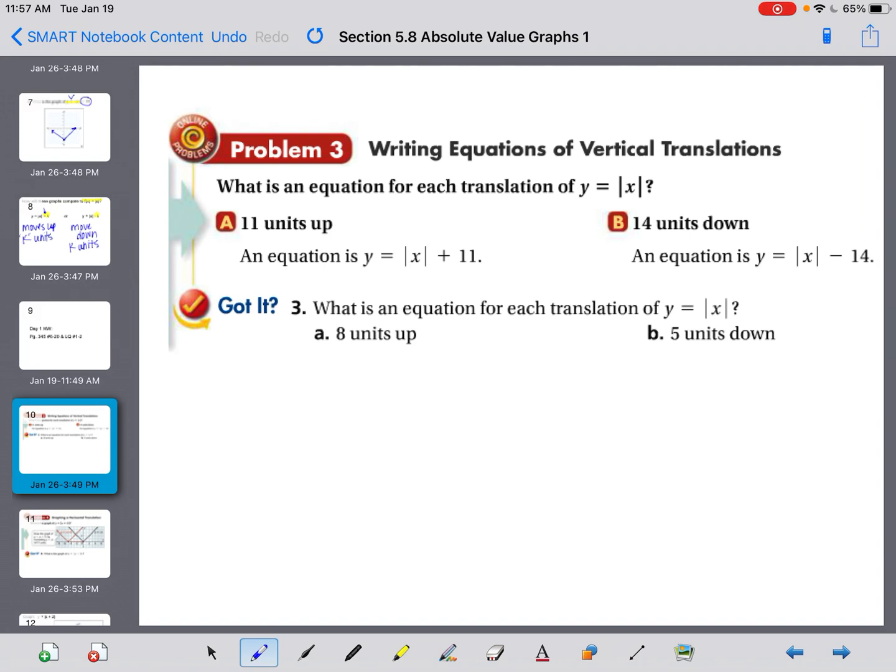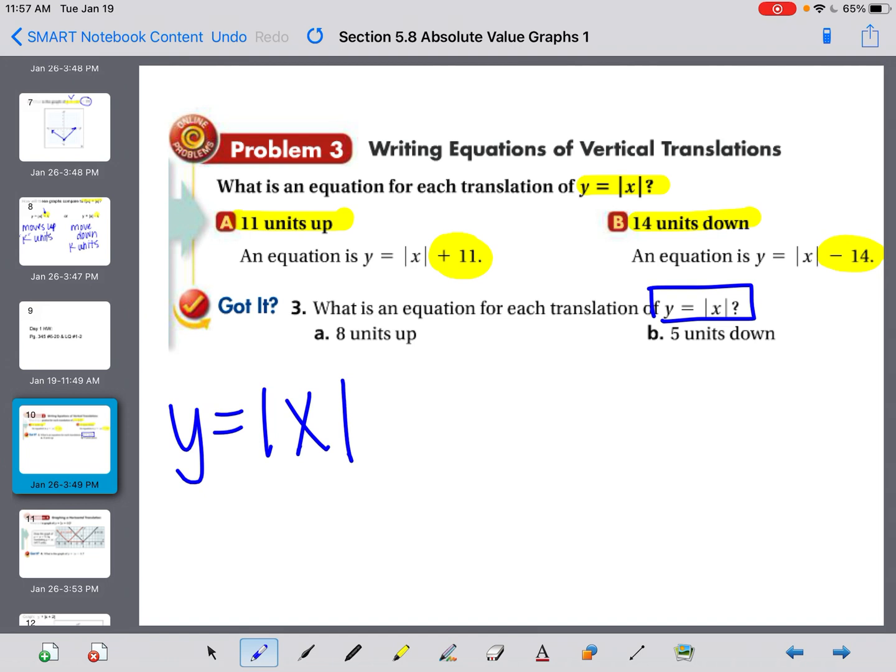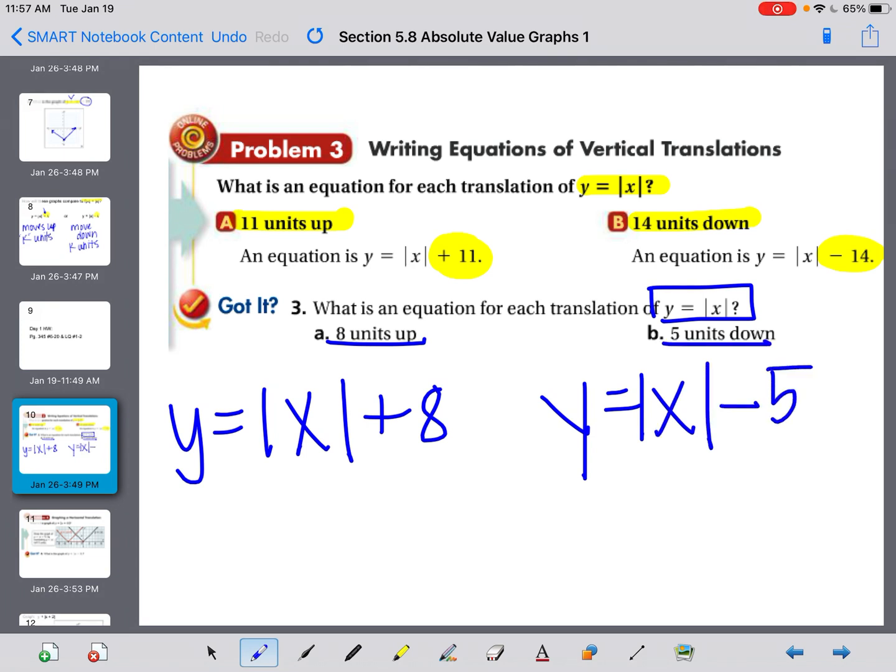Actually, nope, we're going to do one more. Let's do one more thing. Writing an equation now that we know that. Okay, so 11 units up from this parent function. Because it says up means I'm going to add. 14 units down, because it says down, means I'm going to subtract. So if they ask us for a translation of y equals absolute value of x, that's where I'm going to start. Then it tells me 8 units up, so I'm going to add 8. Okay, same if I'm moving it down, I start with my parent function. Because it says down, I subtract.